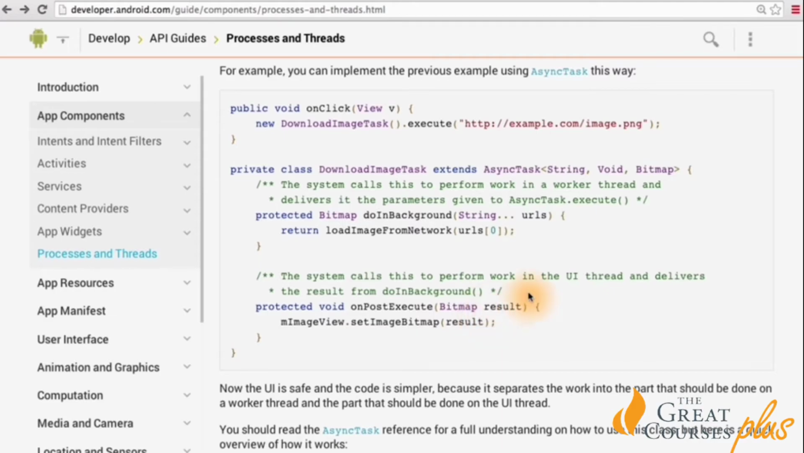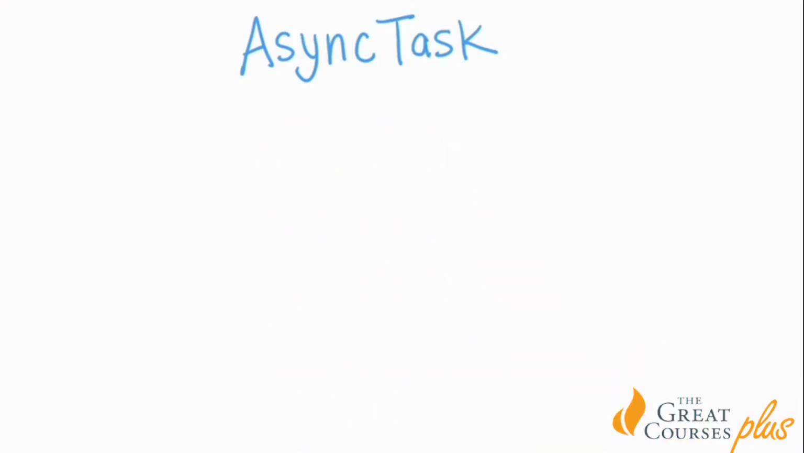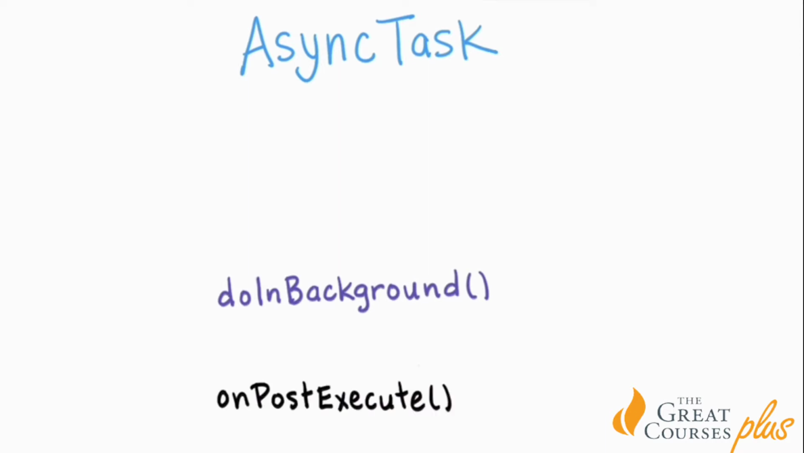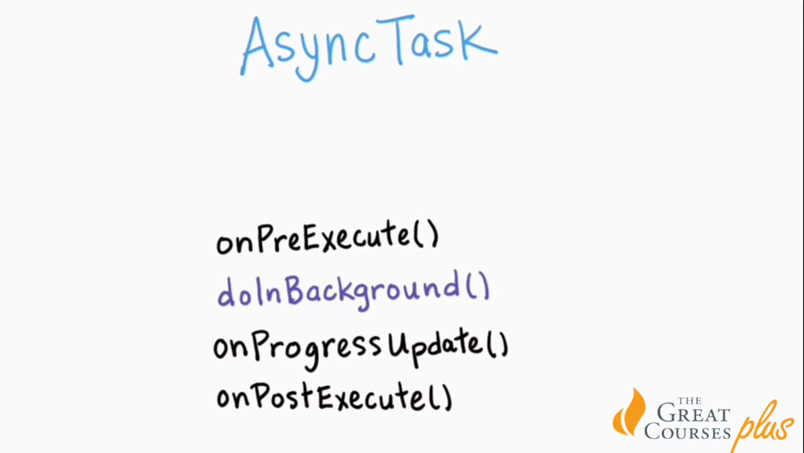The main advantage of the AsyncTask is that you get to focus on your app logic, what you need to do on the background thread and what you need to do when it comes back to the main thread. You don't have to worry about the details of threads and handlers. Of the methods that I showed you, only doInBackground is required to be implemented. onPostExecute is optional, as well as some other methods.